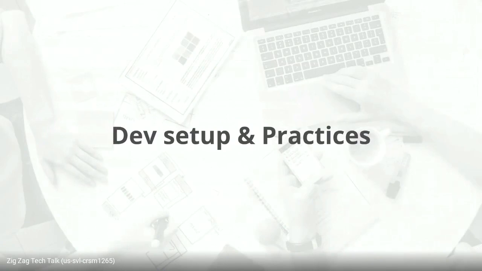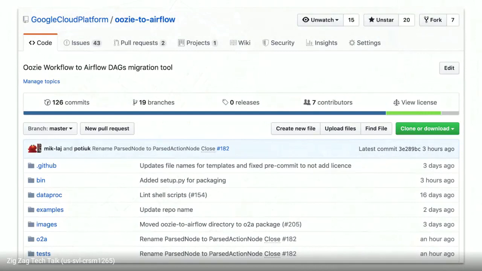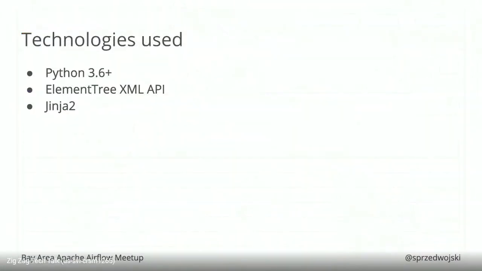So I also wanted to share with you how we work on this project. It is hosted in GitHub, as all self-respecting open source projects nowadays are. It's actually on Google Cloud Platform's account. And we use Python 3.6, the ElementTree XML API for the XML, and Jinja templates. So quite simple here in terms of technologies.